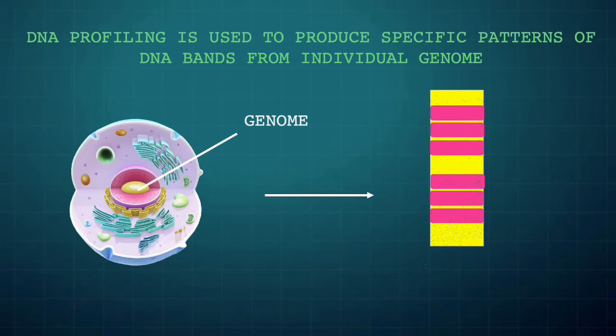DNA profiling is used to produce a specific pattern of DNA bands from an individual genome. The genome of an individual contains all of the genes and all the genetic material in the whole cell. Every nucleus in every cell contains the entire set of DNA that we own, and we can make a specific pattern or set of bands which show all of the different sections of DNA in somebody's genome.